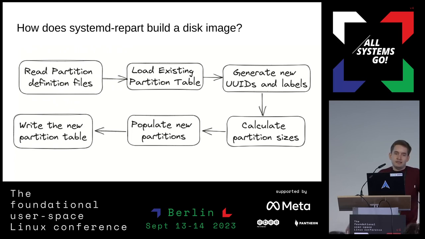You can set the size explicitly, which is what we usually used to do. But we also support, in this case, just calculating the size based on what we're going to put into the partition. Because we have a single tool that both creates the partition table and creates the file systems with their contents in them, we can calculate the minimal size that's needed for the partition. Then we populate the partitions, and then finally we write a new partition table.